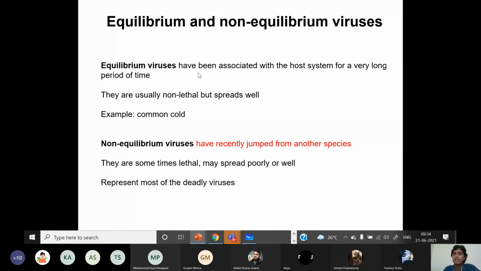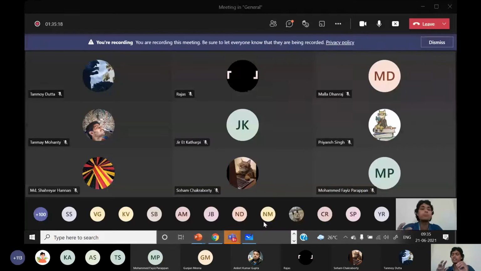Example, common cold. Equilibrium virus means they are staying with the host for a long time. So that's why they are not lethal. Traditionally, the idea is if some viruses are very lethal, they shouldn't spread well, because that means the virus is infecting some individual. Forget about human. Virus can infect many other animals, many other plants also. If they are too lethal, whoever it infects, that particular organism might die. So as a result, transmission should not be very high, right?